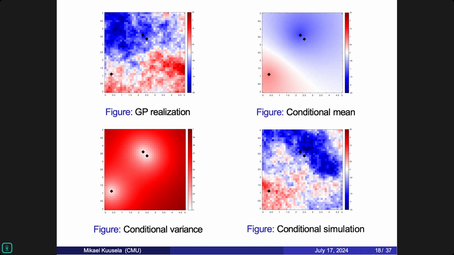Then you can ask what is the uncertainty of that prediction. So what is the conditional variance? This is the conditional variance. And then you can also simulate from the conditional distribution. This is what we call a conditional simulation. This is the conditional simulation. So what do we have here? This is the underlying truth. We have observed these black dots. This is our best prediction.